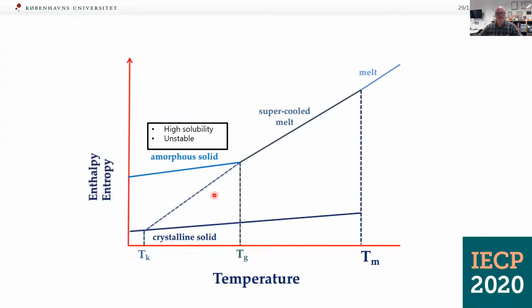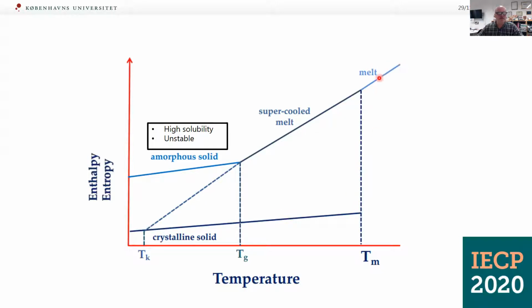So if we're looking at this from a thermodynamic viewpoint, and we're looking at, for instance, enthalpy or entropy, then if we heat up a crystalline material, these properties change gradually until we come to the melting point where heat capacity gets infinite, and we get the transition from the solid crystalline state to the melt state. If we're not cooling down the melt fast enough, we would get crystallization back to the crystalline solid state.